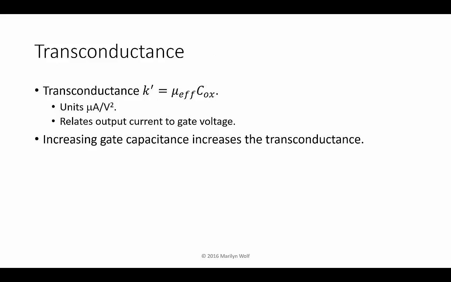We use the transconductance K prime to describe the transistor's ability to produce current. K prime is the product of the effective mobility and the oxide capacitance. It's in units of microamps per volt squared. So it relates the output current, the drain current, to the gate voltage, making it a transconductance. We can see that increasing the gate capacitance increases the transconductance.